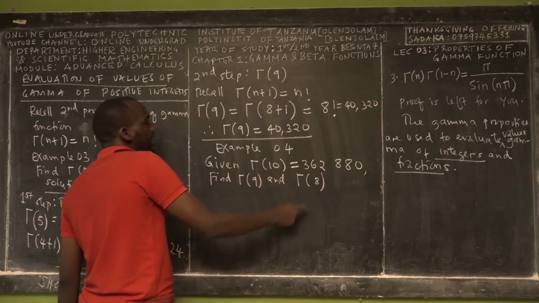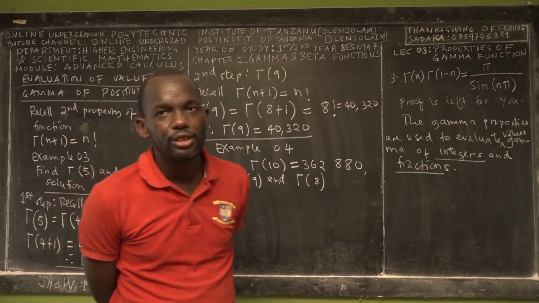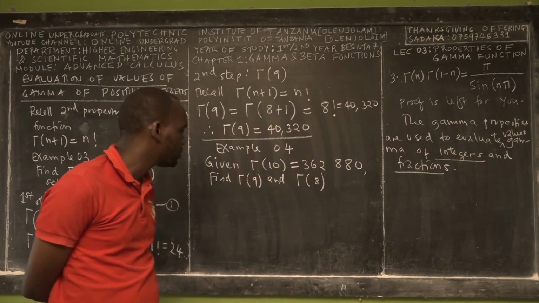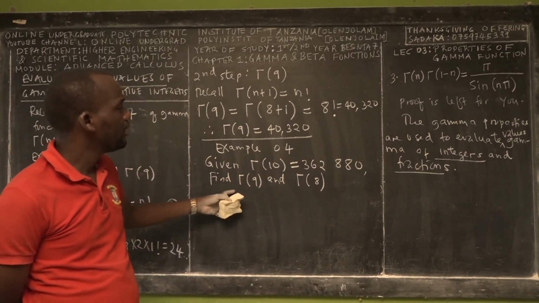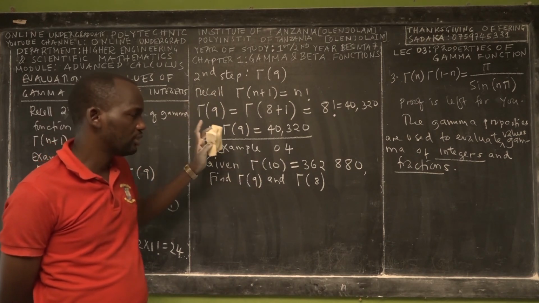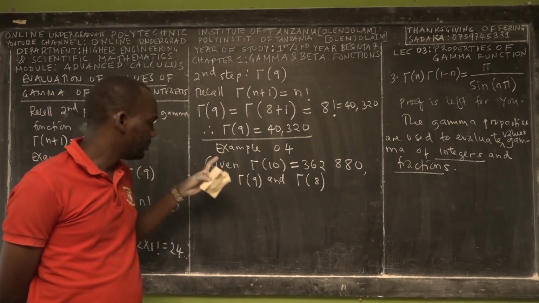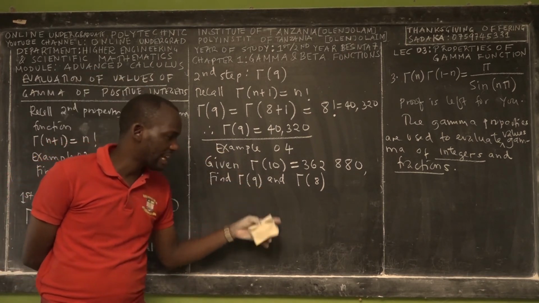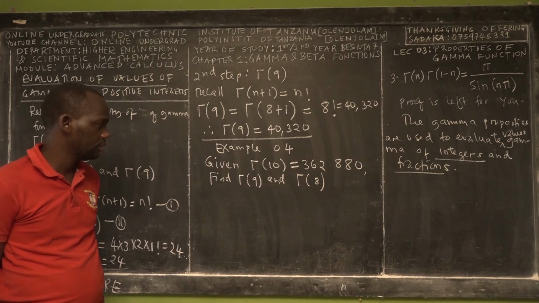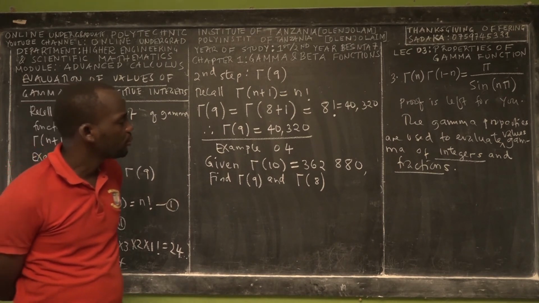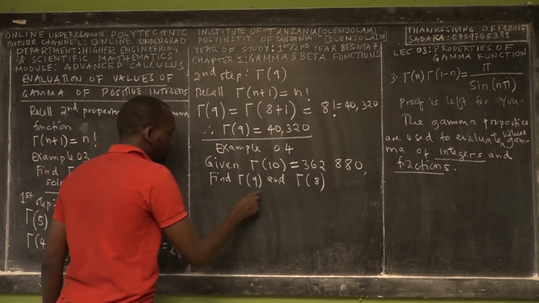So 10 is a positive integer, 8 is a positive integer, 9 is a positive integer. What does this question mean? It means that you have to find gamma of the given positive integers by using what we've been given. We are not allowed to find gamma of 9 as 8 factorial, and we are not allowed to find gamma of 8 as 7 factorial. For this case, we have to see how we apply the concept using gamma of 10. So you have to be careful. So, solution.